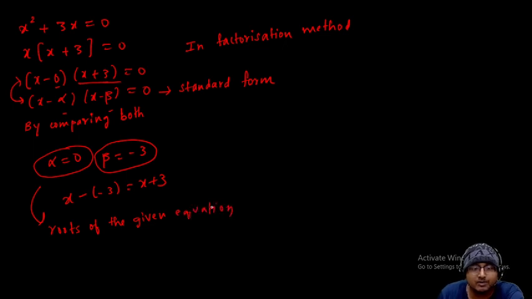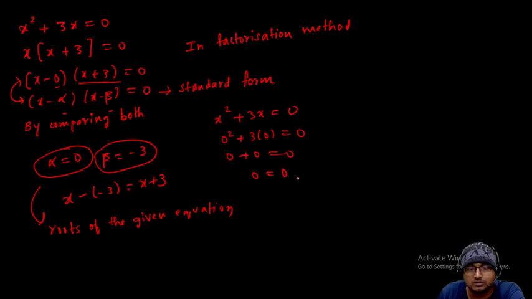So it became very simple or not? Alpha equal to 0 and beta equal to minus 3 are the roots of the equation. Once we will check whether these are correct or not. Put alpha in this equation. So x square plus 3x equal to 0. Now put the value of 0. 0 square plus 3 into 0 is equal to 0. So it becomes 0 plus 0 is equal to 0. So 0 equal to 0. So this is satisfied. So alpha equal to 0 is satisfied.